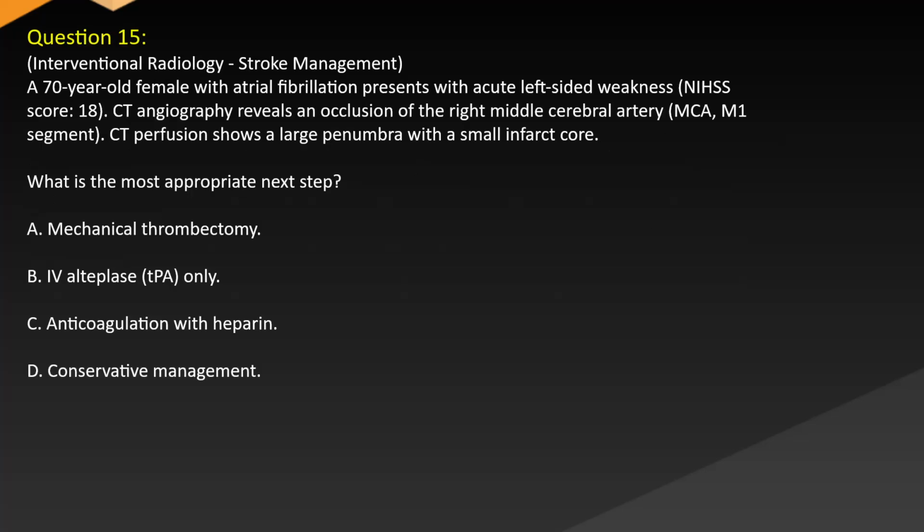Question 15. Interventional radiology. Stroke management. A 70-year-old female with atrial fibrillation presents with acute left-sided weakness. NIHSS score 18. CT angiography reveals an occlusion of the right middle cerebral artery M1 segment. CT perfusion shows a large penumbra with a small infarct core. What is the most appropriate next step? A. Mechanical thrombectomy. B. Alteplase (tPA) only. C. Anticoagulation with heparin. D. Conservative management.